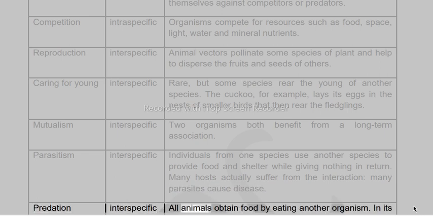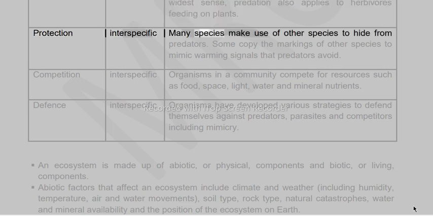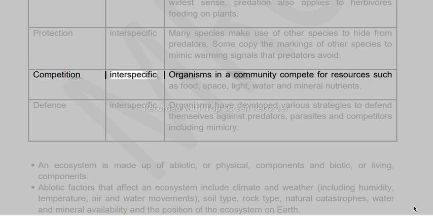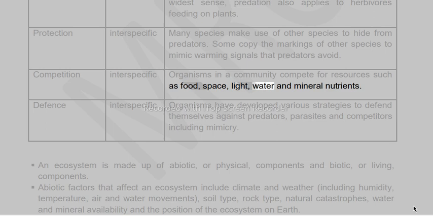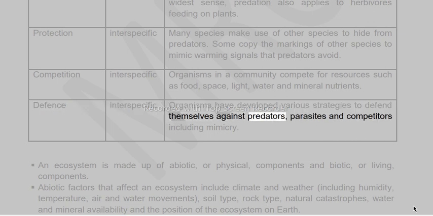Predation: interspecific: all animals obtain food by eating another organism. In its widest sense, predation also applies to herbivores feeding on plants. Protection: interspecific: many species make use of other species to hide from predators. Some copy the markings of other species to mimic warning signals that predators avoid. Competition: interspecific organisms in a community compete for resources such as food, space, light, water, and mineral nutrients. Defense: interspecific organisms have developed various strategies to defend themselves against predators, parasites, and competitors, including mimicry.